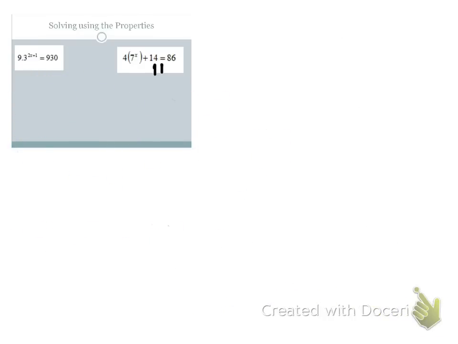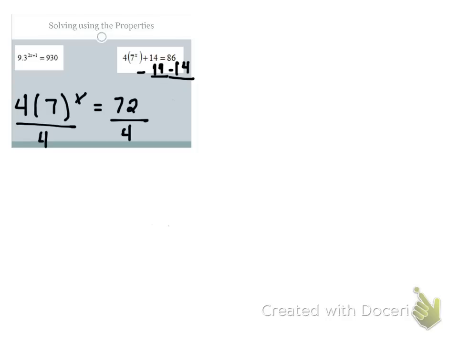Okay, so our second example. The first thing we have to do is get that exponential base by itself. So we have to subtract 14. So we have 4 times 7 to the power of x equals 72. Now we can divide by 4 to get that 7 to the x by itself. 7 to the x equals 18.